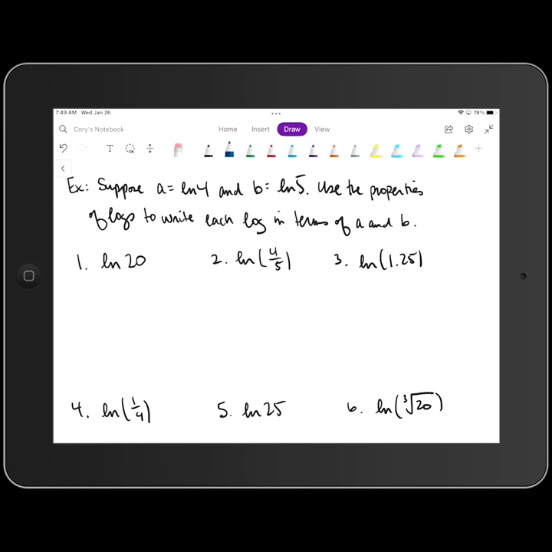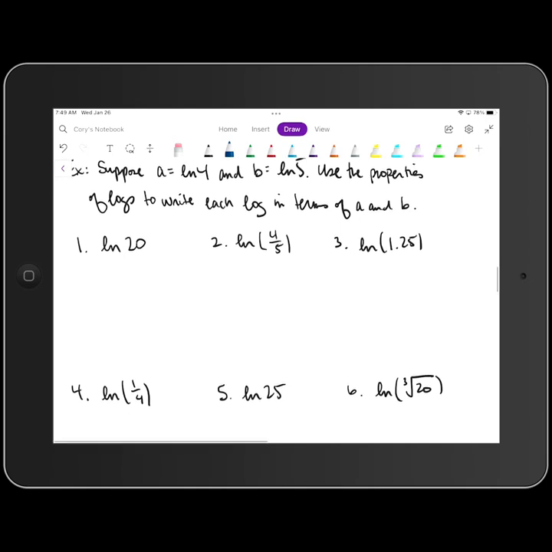All right, so when we do number 1 here, the natural log of 20, we can rewrite the natural log of 20 as the natural log of 4 times 5. And then because we're taking the natural log of a product, we can separate that into the sum of the natural log of each factor. So that's going to be the natural log of 4 plus the natural log of 5, and then we can replace the natural log of 4 with a and the natural log of 5 with b.